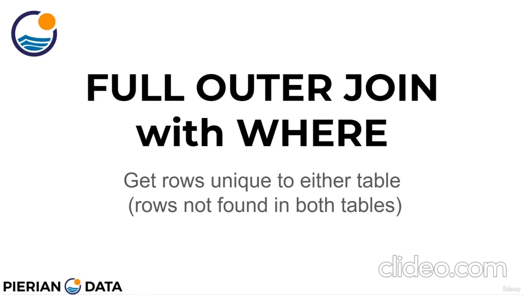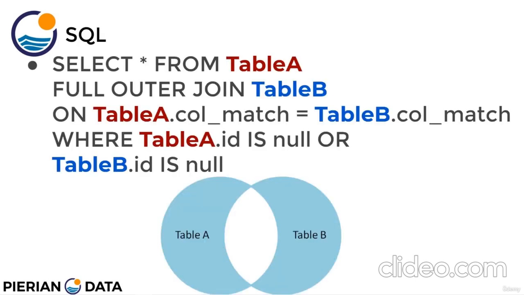Now the next thing I want to quickly discuss is qualifying a full outer join with a where statement. We can do this in order to get rows unique to either table, in other words, rows that are not found in both tables. Essentially, this is the exact opposite of an inner join. Let me show you why.